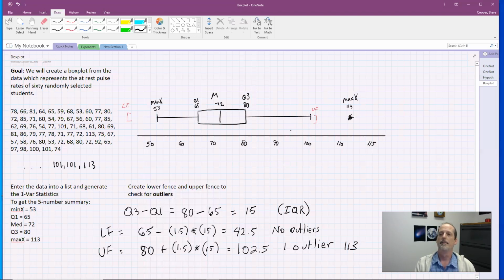So now I'm going to erase my upper fence marking and my lower fence marking. Now I have the proper box plot representing student pulse rates. And that's it.